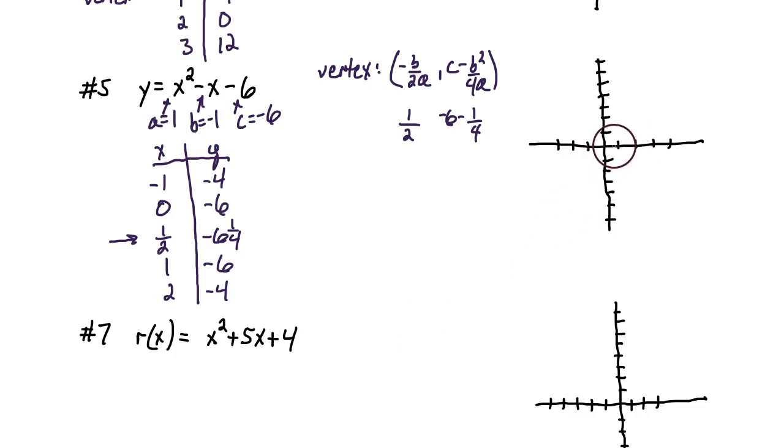1/2, negative 6 1/4. 1, 2, 3, 4, 5, 6, and an extra little bit. Then 0, negative 6 is right here, and 1, negative 6 is right here. Then we have negative 1, negative 4, and 2, negative 4. And now we can graph the curving branches.